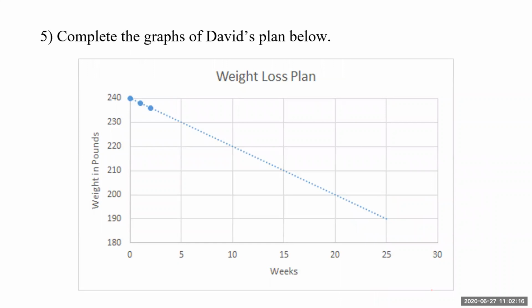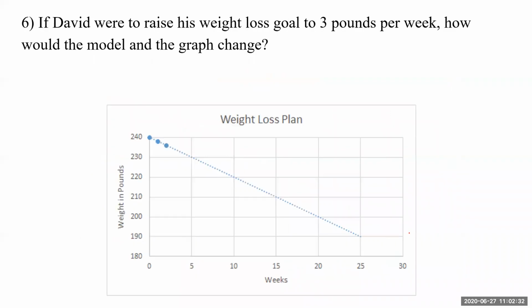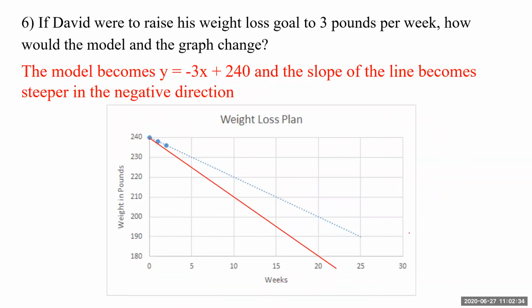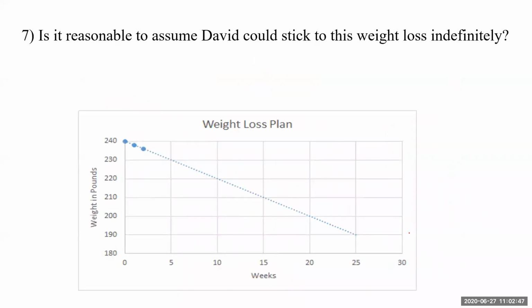So David's weight loss equation. Now you could see that this is a negative trend because his weight is trending downwards. Okay, so as the weeks increase, we expect his weight to drop. Okay, so that's the model. Now, if David decides to extend his weight loss goal to 3 pounds per week, the graph gets steeper downwards, right, in the negative direction. And this is what the graph will look like.